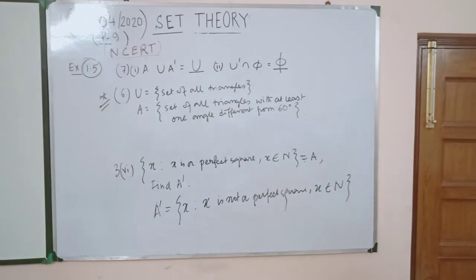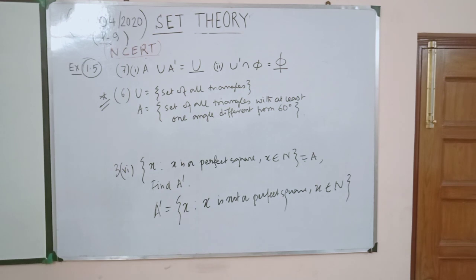Now look at number 6. Number 6, we get the set of all triangles. Set of all triangles means all possible scalene triangles, right angle triangles, isosceles triangles and equilateral triangles are there in U, that is the universal set. Now A denotes the set of all triangles with at least one angle different from 60 degrees. That means one angle is not equal to 60 degrees, or many angles are not equal to 60 degrees.